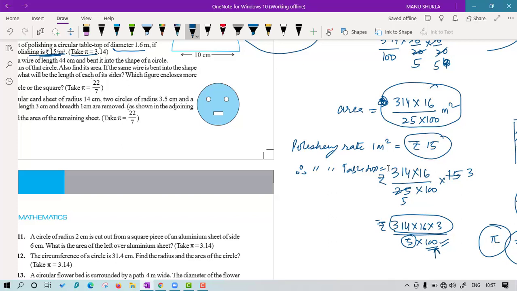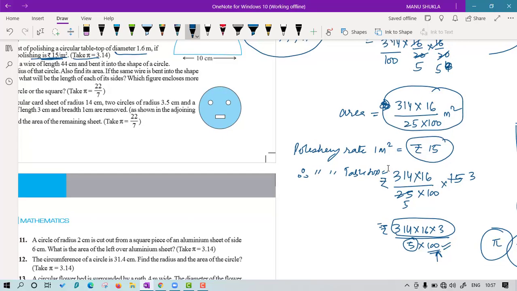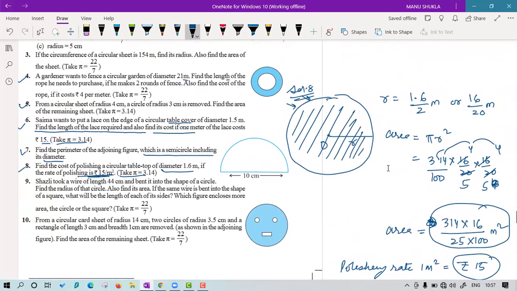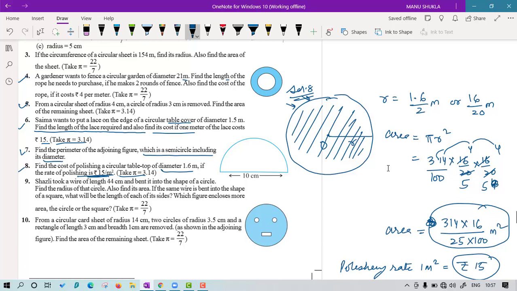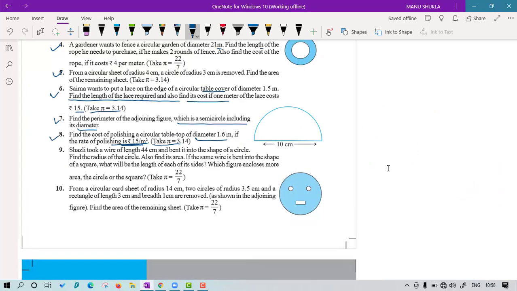Okay, now let's see the next question. Question number 9. Once again, question number 9 is saying Shazli took a wire of length 44 centimeters. So she has a wire. Suppose the wire is AB, the length of wire is given to you as 44 centimeter. What she is doing with it? She is bending it into a circle. Okay, like this. She has bent the wire into a circle with center O.